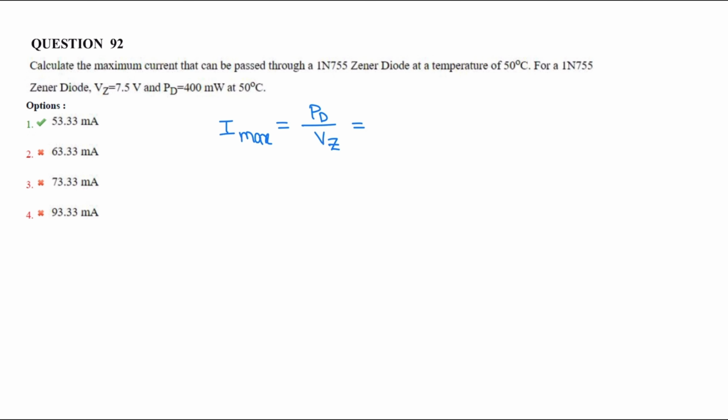Next question. It is related to Zener diode. Calculate the minimum current that can be passed through Zener diode. So minimum current is power dissipation divided by Zener voltage. The power dissipated is 400 milliwatts and the Zener voltage is 7.5 volts. So its value is 0.0533, that is 53.33 milliampere. Correct option is 1.